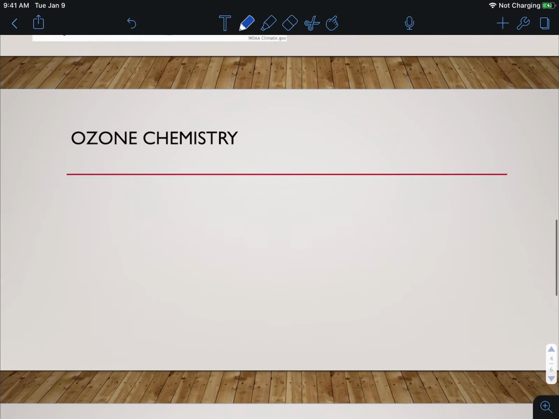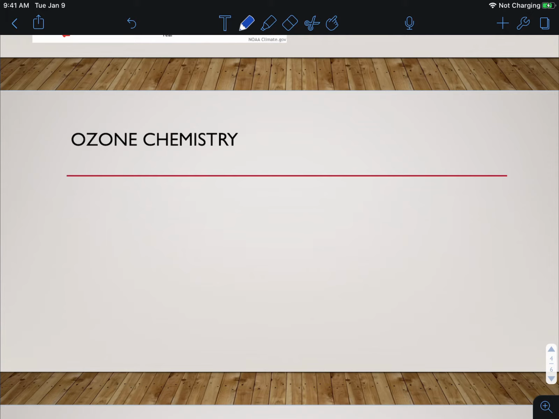Okay, so next I want to talk about ozone chemistry, because this is something that's not really covered much at all in the book, and it is towards the end of the book that you see this. Okay, so ozone, composed only of oxygens, three oxygens bound together.